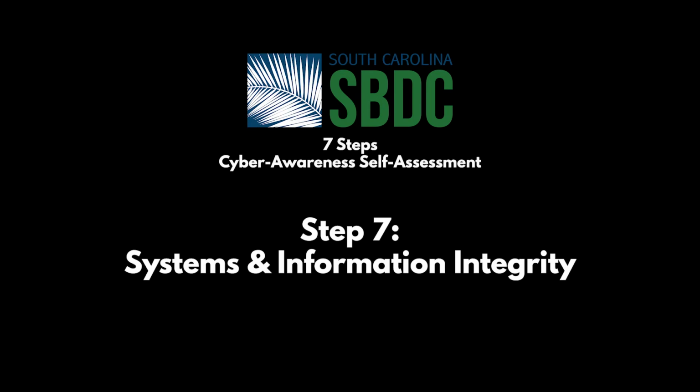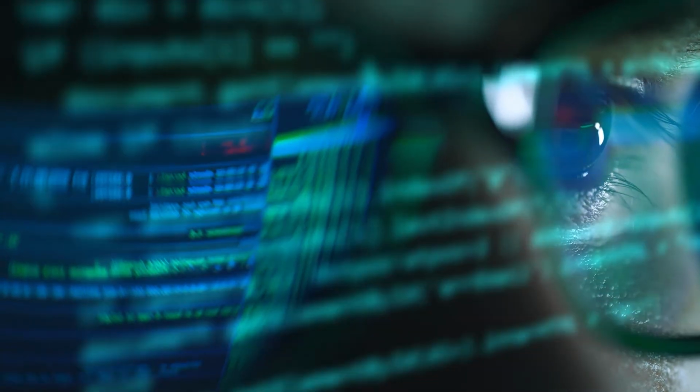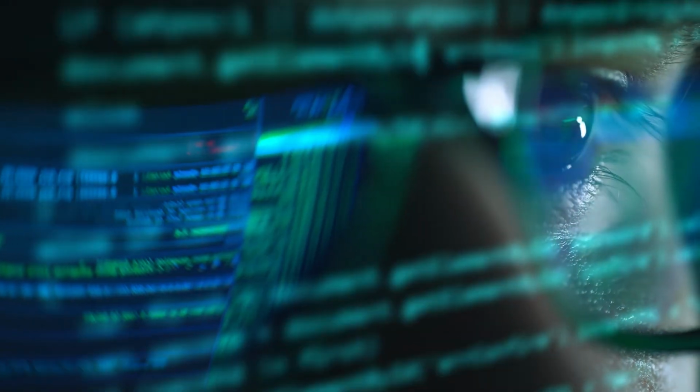Step 7, systems and information integrity. There are a lot of moving parts to good cyber hygiene. Keeping a close eye on these parts will help you detect abnormal activity. However, detecting unusual activity is just the beginning. You also need a response plan for when things don't look right.